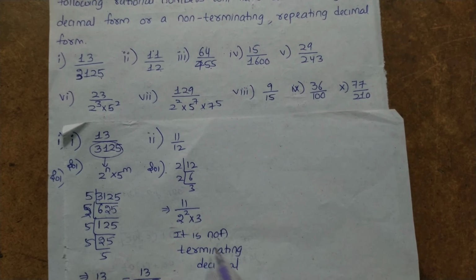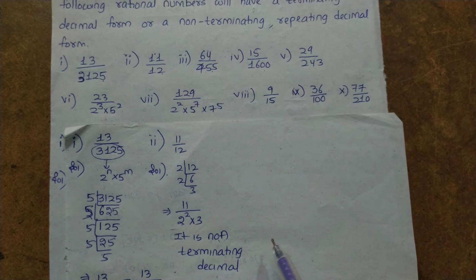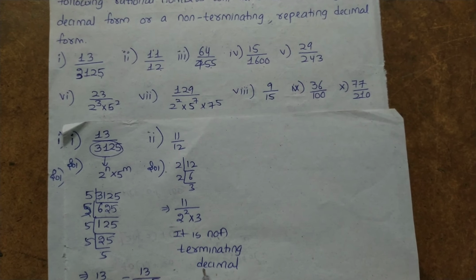But whether it is non-terminating non-repeating or non-terminating repeating, we have to find that. For that you have to do division, just the normal division like what you have done before. 11 by 12 means 12 into 11. So 0 point, 110. 12 nines are 108. So how much is this? 2. This one will be 0.